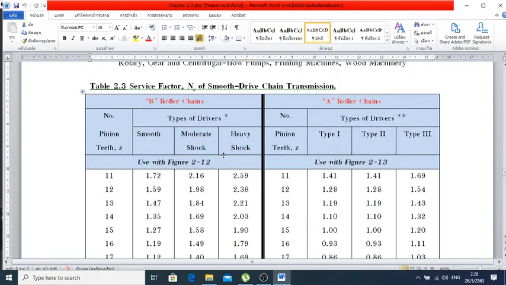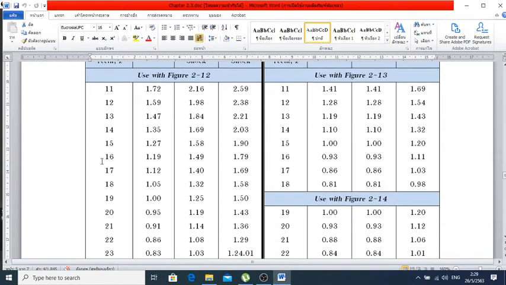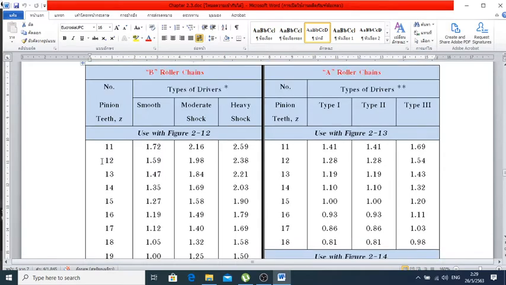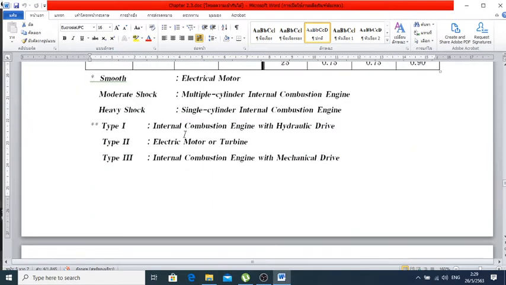On the left hand side, we're going to go for the British system, and on the right hand side, the American system. You may figure out the first column there is going to be the number of teeth, running from 11 up to 25. You can make a selection on the driving pinion. And the type of driver is going to be smooth, moderate shock, and heavy shock. And then you're going to use figure 2-12 after this anyway. So let's see the driver.